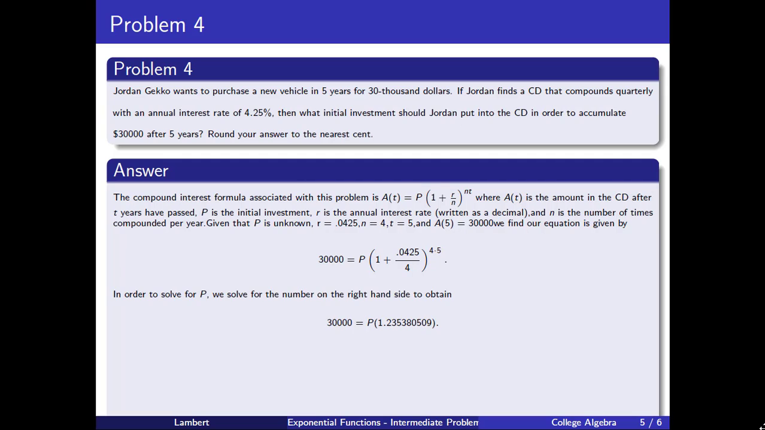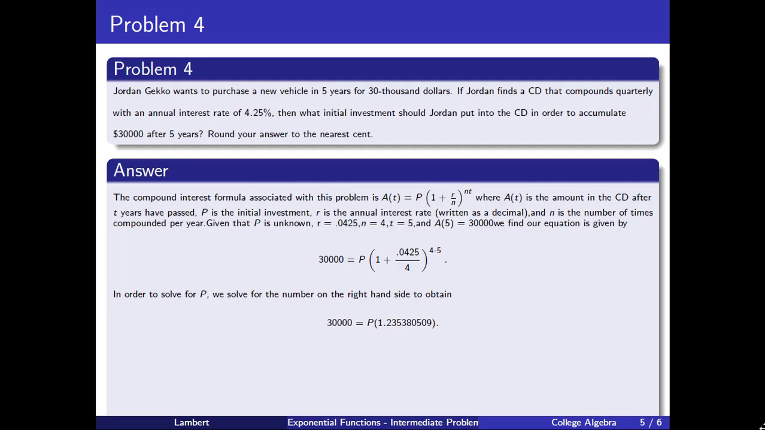Now, if we list it out, if you plug it into a calculator, you get 1.235380509, so on and so forth, right? Make sure you don't round too soon on these things. You want to keep the full decimal displayed, and you can make that calculation at the end of the day. So now, solving for P on the left-hand side, what do we do?